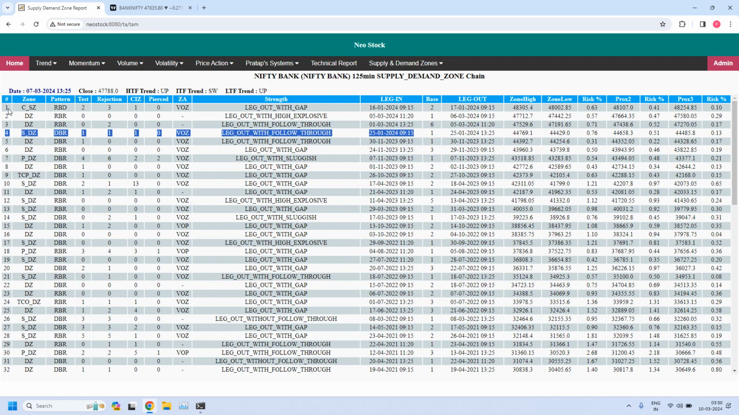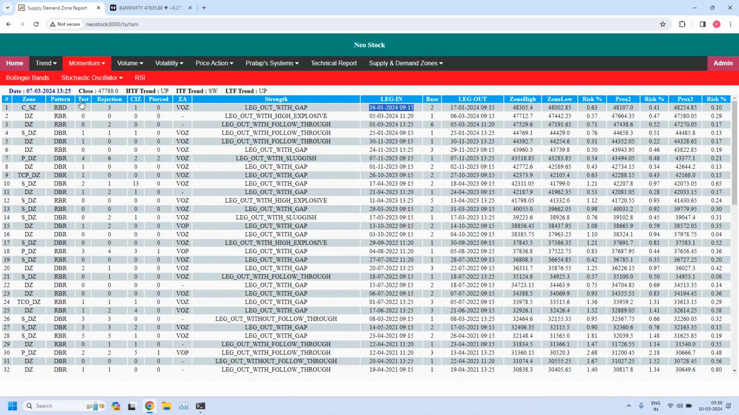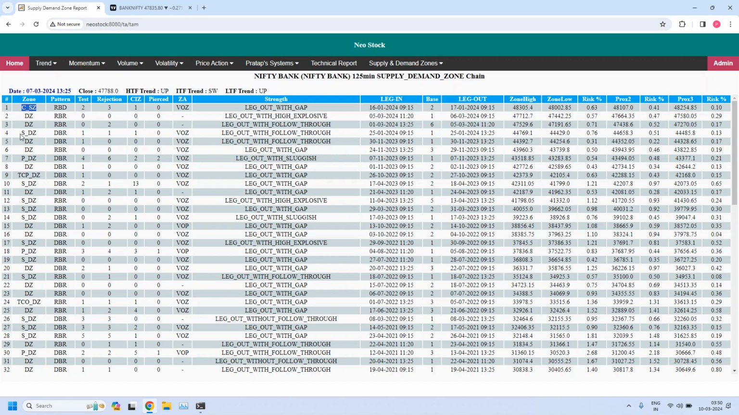The most recent demand zone, high liquidity demand zone, is the first one. This is the 16th. Oh, this is a supply zone, I'm sorry. The demand zone, high liquidity demand zone, is on 25/1.